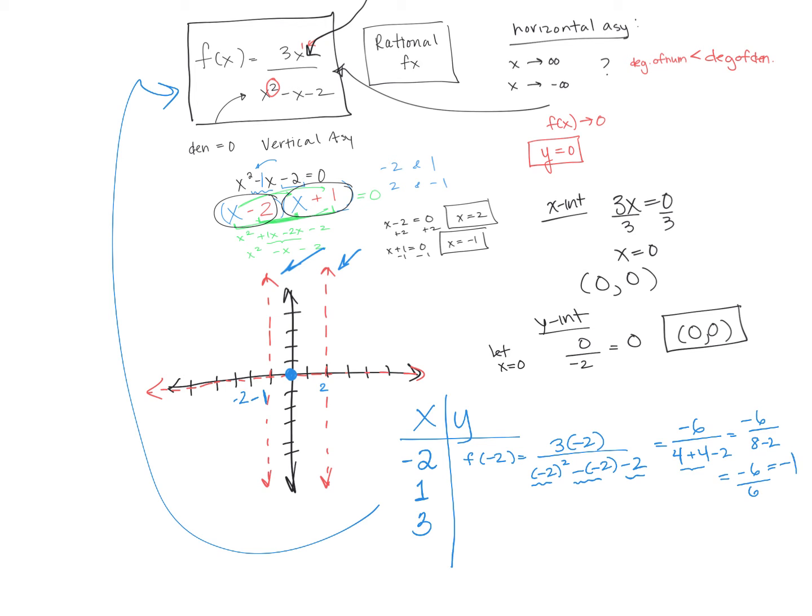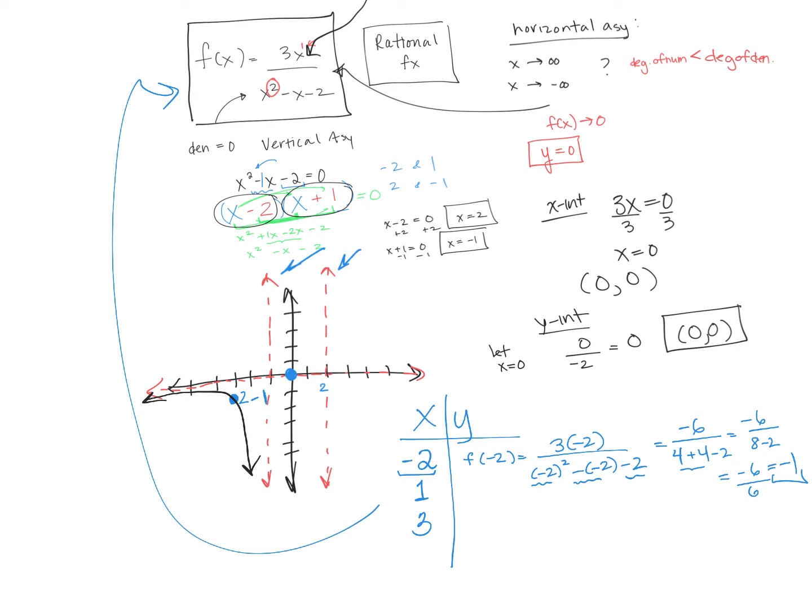Which is -1. So the point that I would want to plot is an x value of -2 and a y of -1. So at -2, I'm at -1, which would end up being right here. So I know this portion of my graph is going to be hanging out down here because I'm not going to cross the x-axis another time.